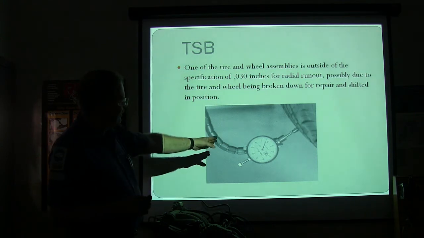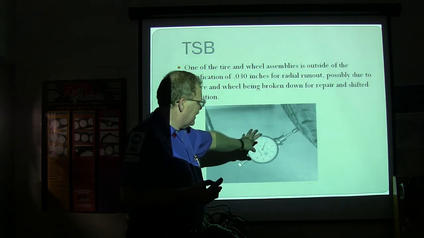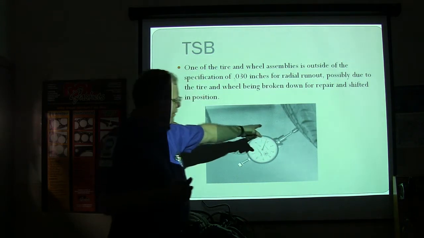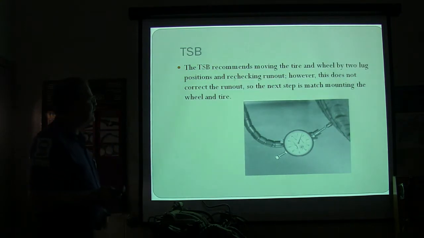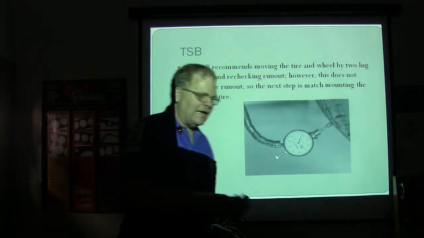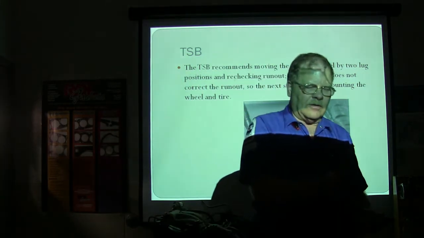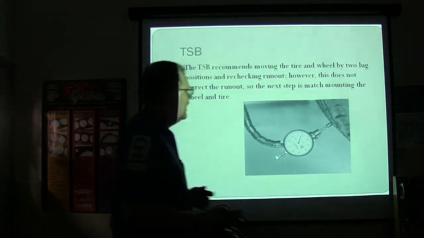And they actually have these things here. You can see we've got a tool like this. And the one with the little wheel on it, like you've probably seen, you can use it for that. The TSB recommends moving the tire and wheel by 2 lug positions and rechecking it. You break the tire down, you mark where the valve stem is, and you move it, and then put it back on. We've actually fixed tires like that here.